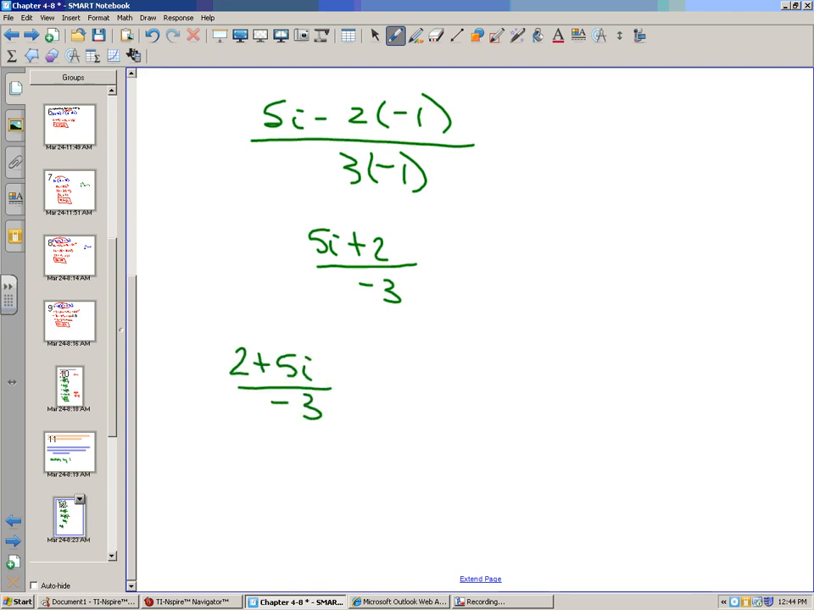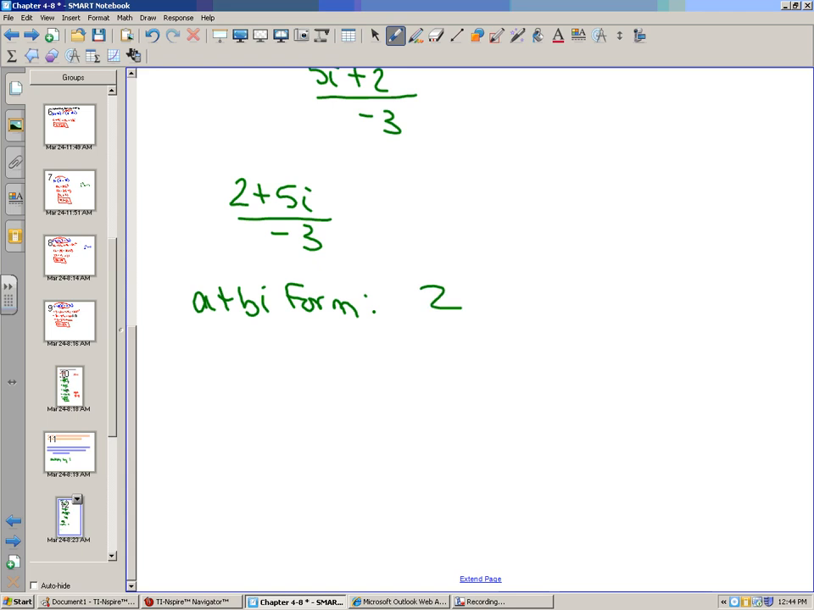All over negative 3. Now if I want it to be in a plus bi form, what I need to do is pull that apart. So how do I pull it apart? 2 over negative 3 plus 5i over negative 3. This is my a, this is my bi now. Do you see that?